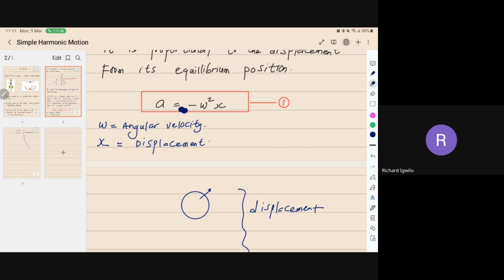Remember that both of them are vector quantities, and because they are vector quantities, it is expected that the direction of acceleration is going to be opposite to the direction of the displacement, as you've also seen from the experiment.